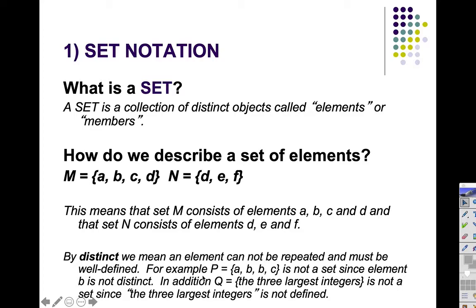And in addition, it has to be well defined. If I say Q is the three largest integers, that's not really a set, because there is no such thing as the biggest number ever. There's no biggest number in existence. You can always think of a number bigger than the previous one. So I can't say that Q is the three biggest numbers, because there's always a number bigger. So it's not defined. Well defined means you understand what's in it and no repeats.